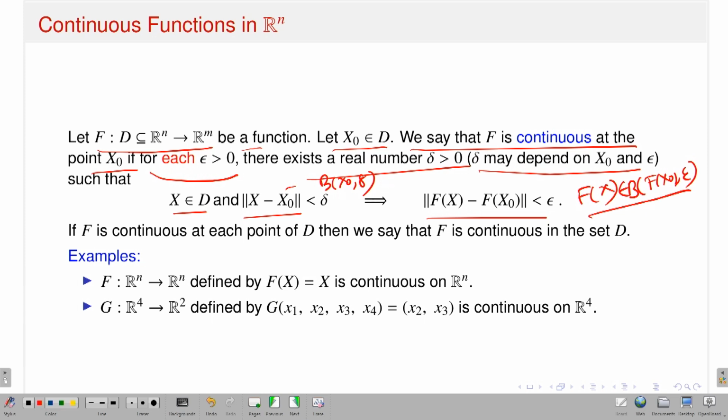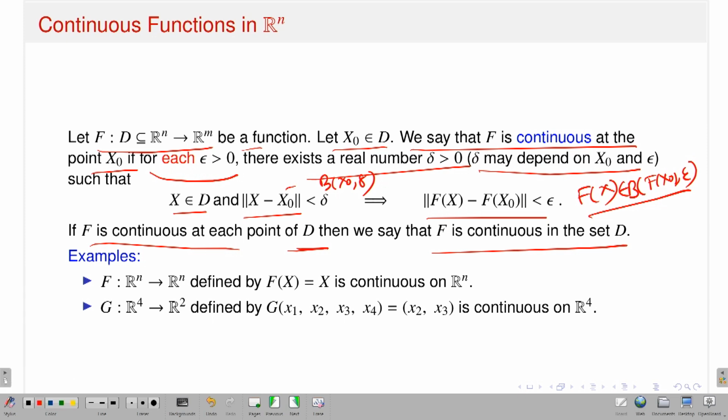Okay. So, whenever the distance between x and x naught is less than delta, that means if the norm of x minus x naught is less than delta, that should imply that the norm of f of x minus f of x naught is less than epsilon. If these things happen, then I can say that my function capital F is continuous at the point x naught. And if f is continuous at each point of D in the domain, then I will say that f is continuous in the set D.